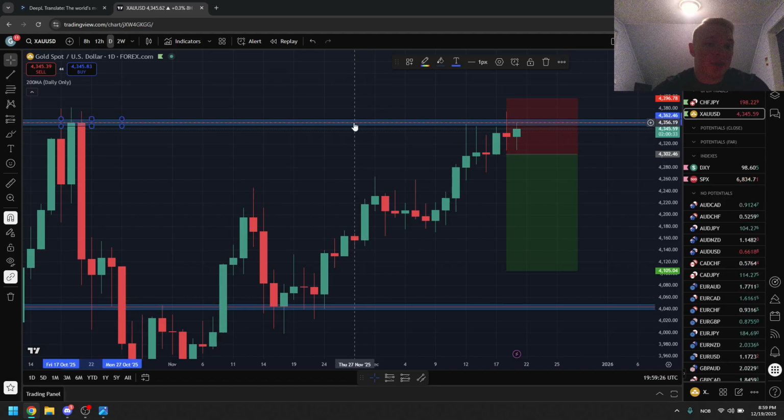Try to think of it this way. Resistance is something that's stopping price. It's blocking it, right? While support is helping it back up. That's a little mnemonic tip to help you memorize these things.